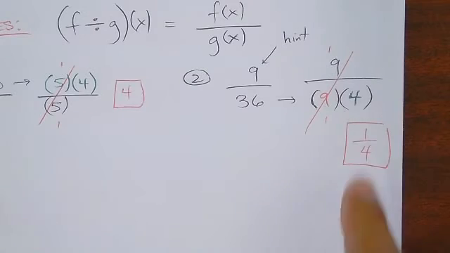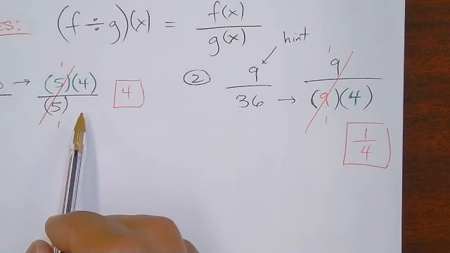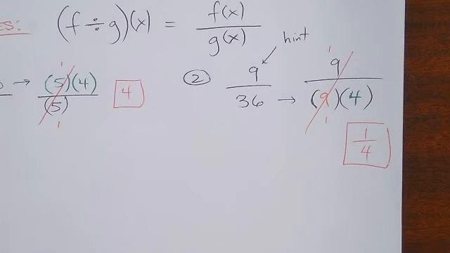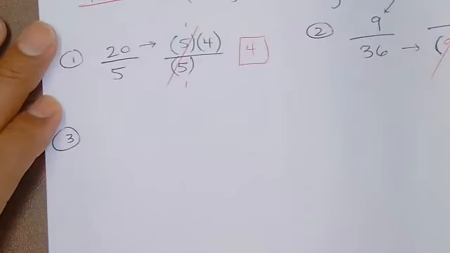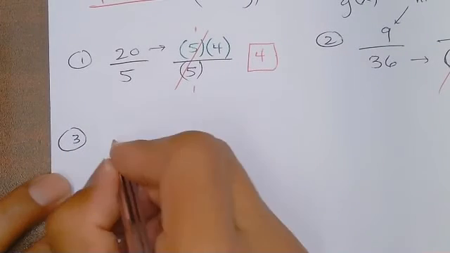4 over 1 is 4. This one's 1 over 4. Okay, but how is this going to work for polynomials? Well, polynomials, let's say for example, I'll do one that's already factored.